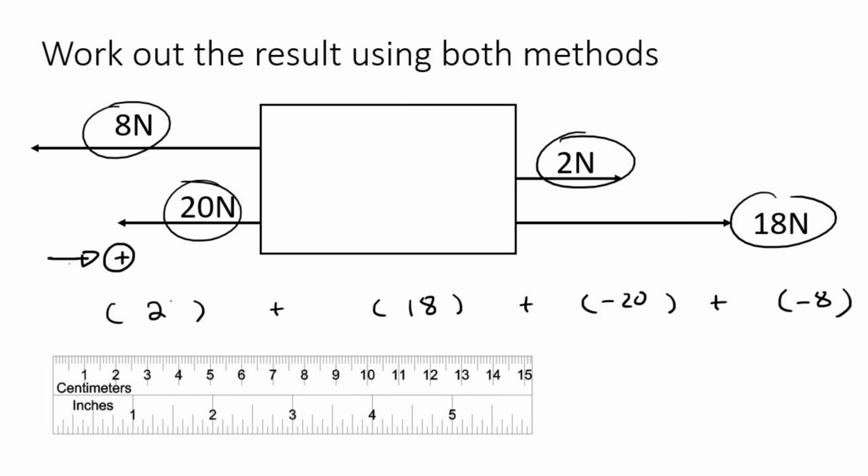If you add this up, you end up with -8. What that means is that if you're choosing everything to the right as positive, then everything to the left is negative. So if you got a negative answer, that means left. So you're going to say 8 newtons left. And that's exactly the same answer we got when we did the drawing method.